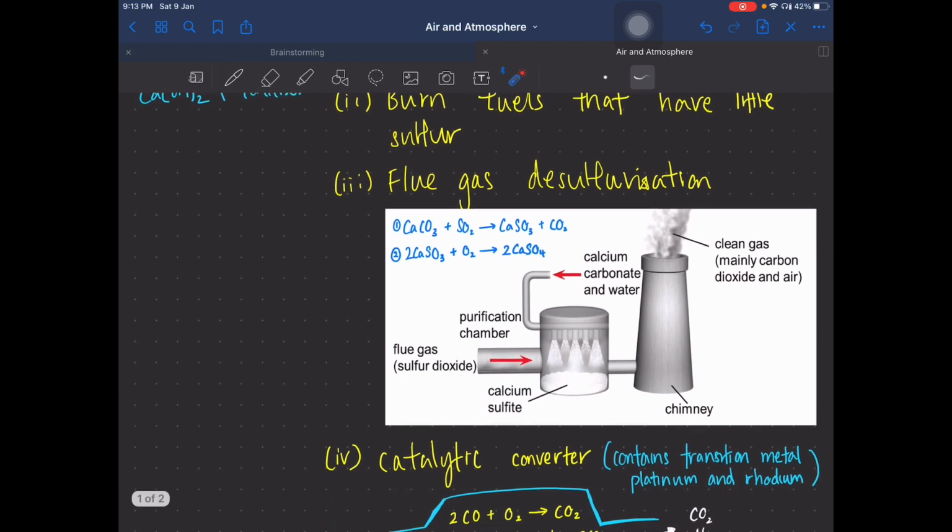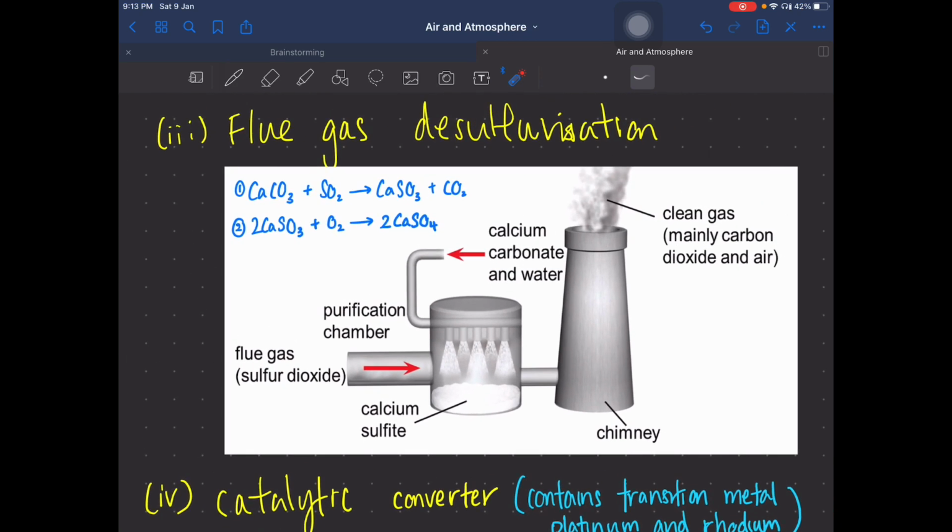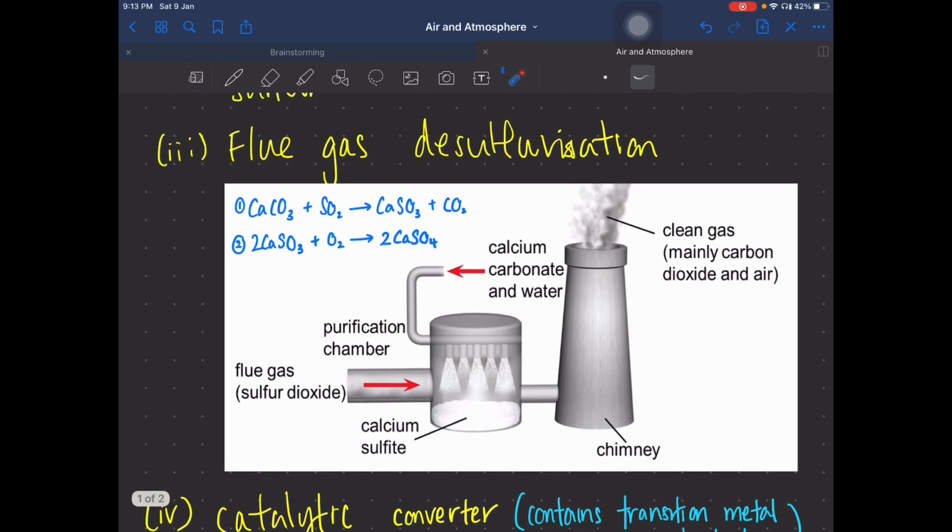The third method, flue gas desulfurisation. Now, this method requires the use of large-scale industrial setups, right? And as the name suggests, they are trying to remove the sulfur from the gas. Flue gas actually refers to waste gas that comes out when you are burning fossil fuels, and they often contain sulfur dioxide. So desulfurization means that you will pump the flue gas into this chamber, right?